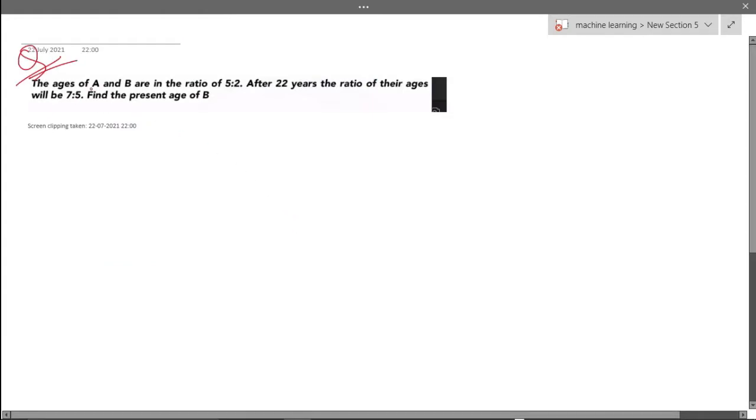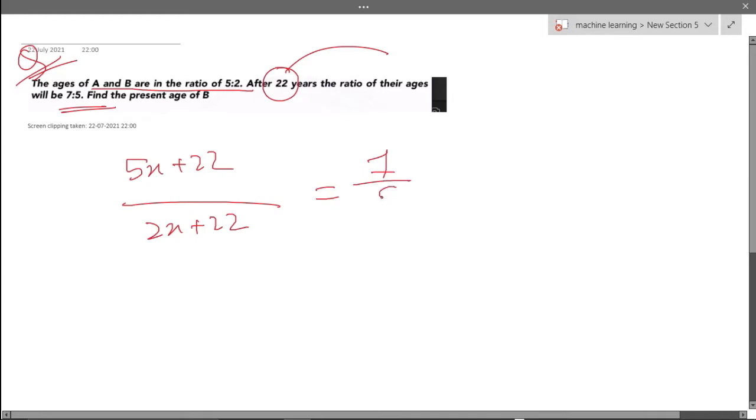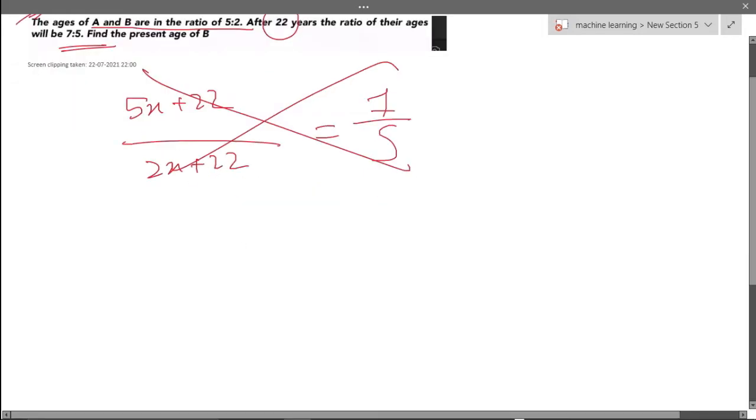Now the ratio of ages A is to B is 5 is to 2. After 22 years, the ratio will become 7 is to 5. Don't solve this question by the conventional method, 5x plus 22 divided by 2x plus 22 is equal to 7 by 5. Don't use this method, this will take a long time.